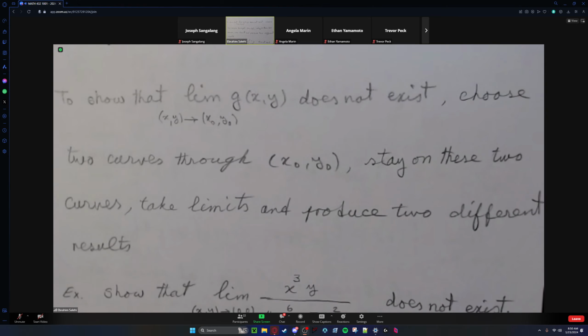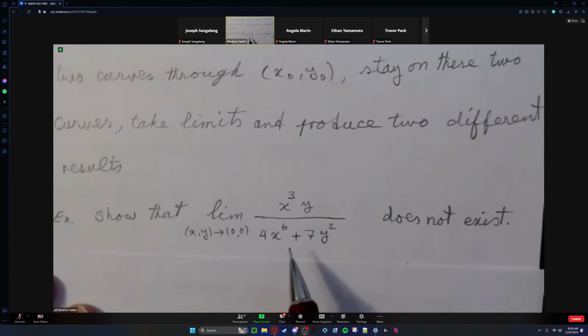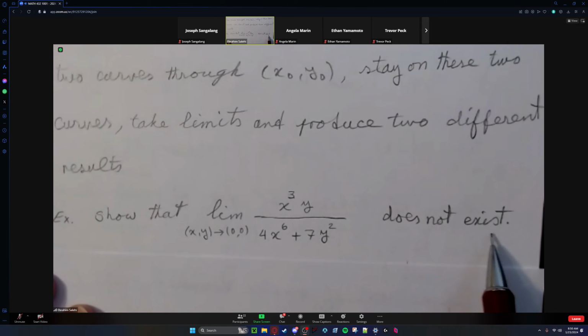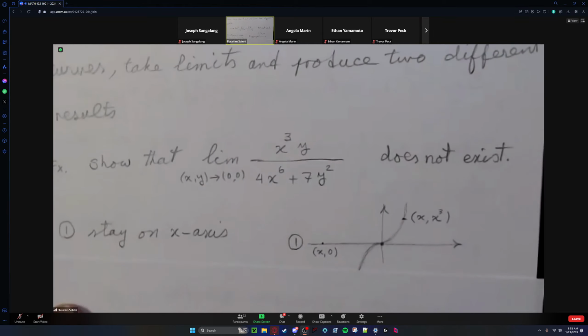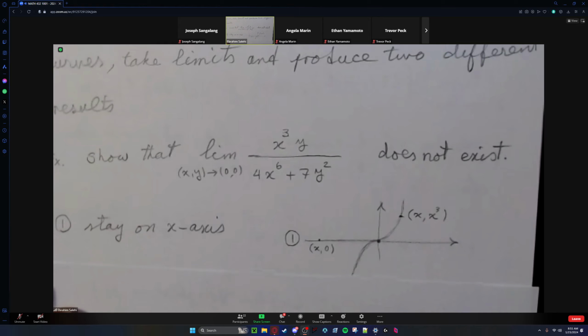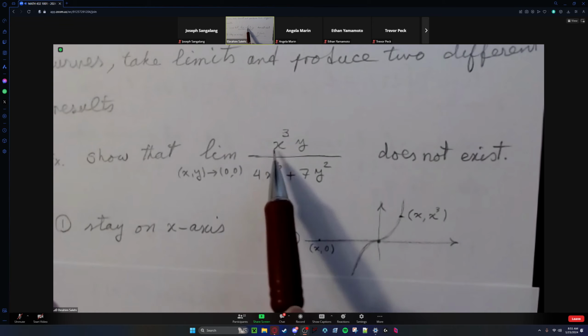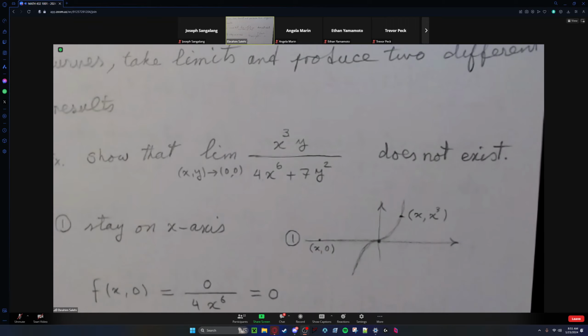Here's an example of what I said. So we want to show that this limit does not exist. Well, first, I will stay on the x-axis. When I stay on the x-axis, the point looks like x0, y coordinate is 0. And plug it in here. And you will get 0.